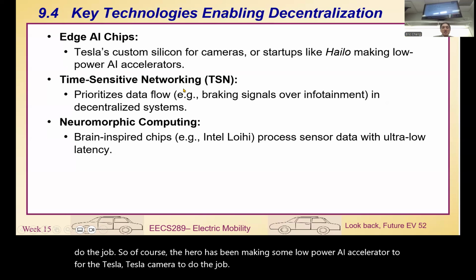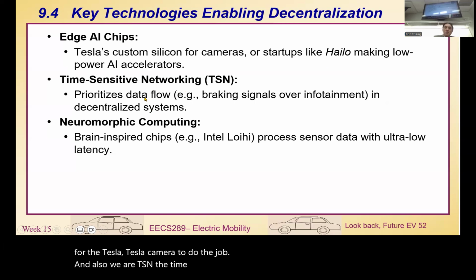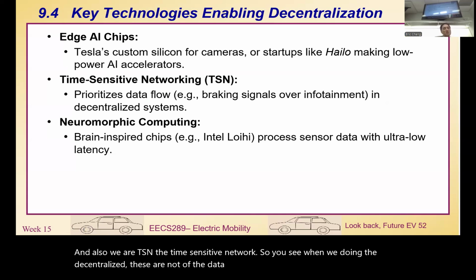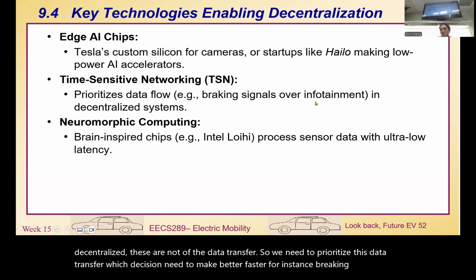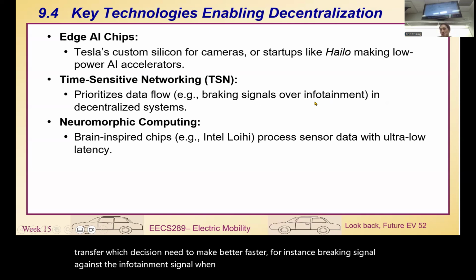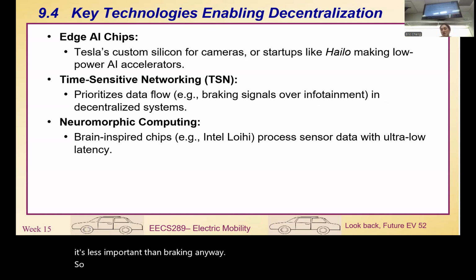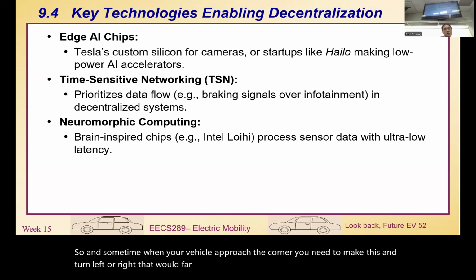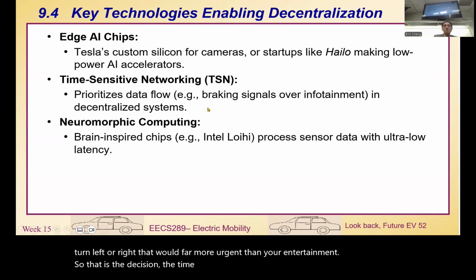And also TSN, the time sensitive network. When we're doing decentralized control, there's a lot of data transfer, so we need to prioritize it so that decisions can be made better and faster. For instance, a braking signal against an infotainment signal. When you press the button to change the song, it's less important than braking anyway. And sometimes when your vehicle approaches a corner, you need to decide to turn left or right. That is far more urgent than your entertainment. That is the decision the time-sensitive network control system makes.